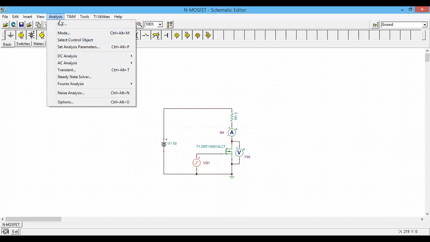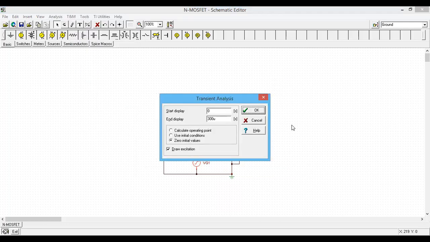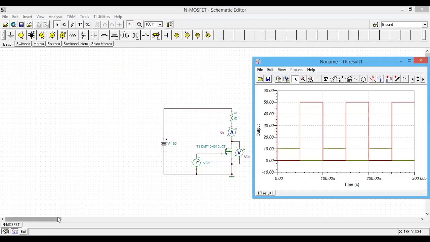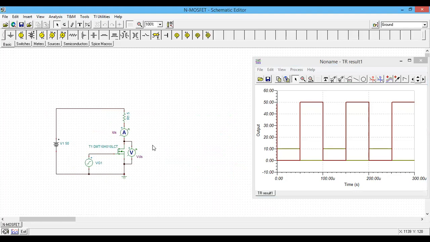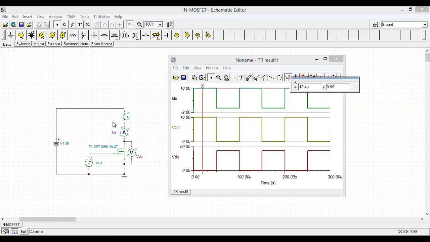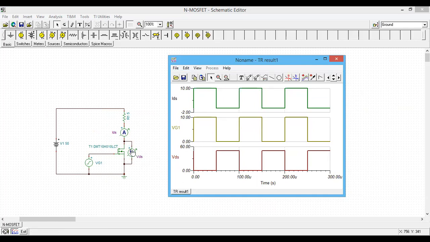Then I will go to analysis, transient, and simulate for 300 microseconds. Then I can get this kind of waveform. Right, so I will use separate curves. Now you can see when my gate signal is at 10 volts, the device is turned on. So the IDS current will reach nearly 10 amperes because this voltage is 50 and this resistance is 5. So the drain current is 9.99 amperes. And VDS is the voltage drop across the device.